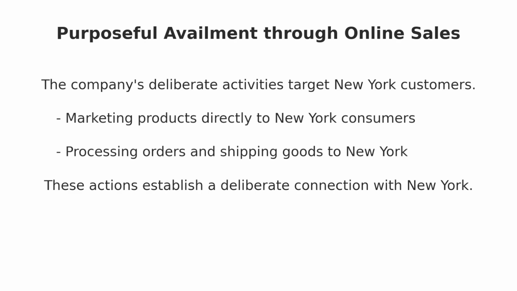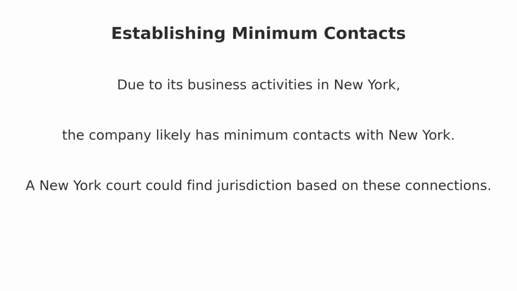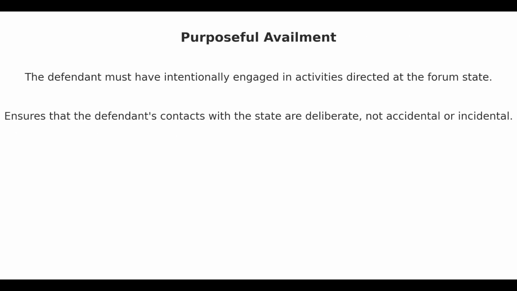Okay, so a New York court would probably find that the company has minimum contacts with New York, even though the company's based in California. Exactly. So purposeful availment means that they're not just randomly connected to New York. They've intentionally engaged with the state through their business activities.